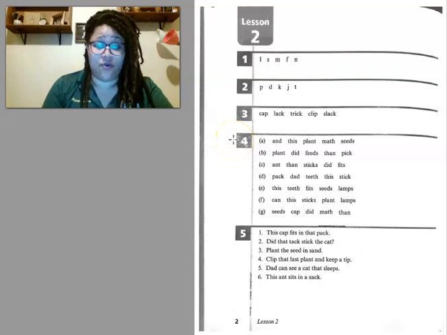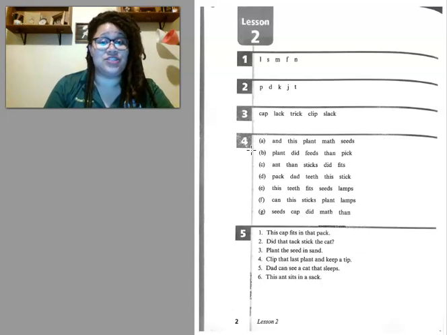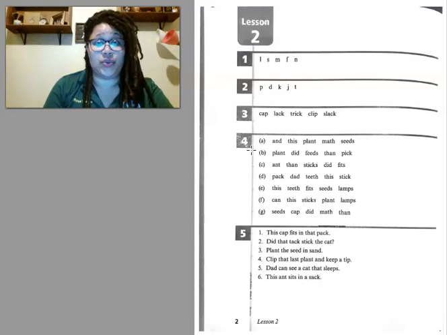Let's look at the words in part 4. In part 4, you will read all of these words. Find somebody to read them to. Read them to your mom, read them to your dad, read them to your big brother, read them to your big sister. Make sure you have someone listen to you read the words. In part 5, you will read the sentences. Again, make sure you read these to somebody so that they can listen to you read. Let's go to the next page.